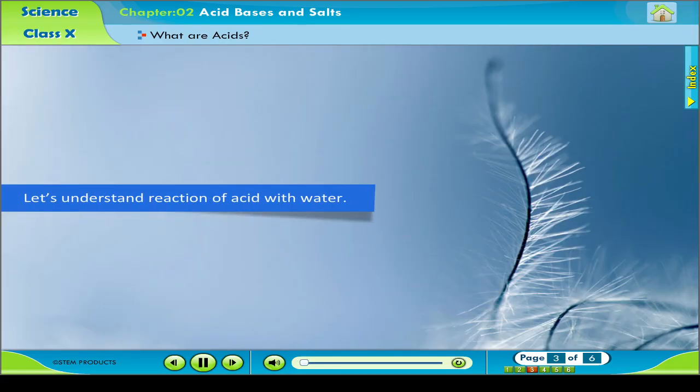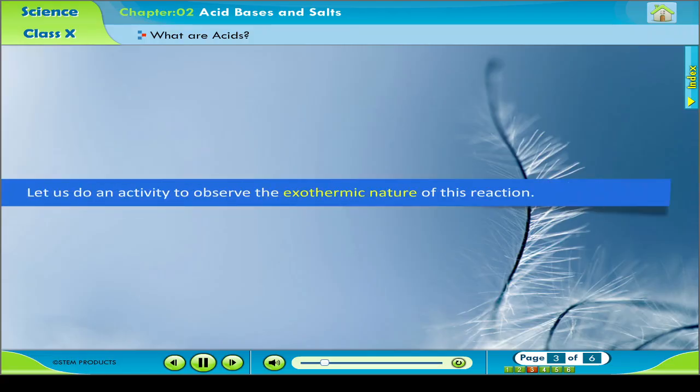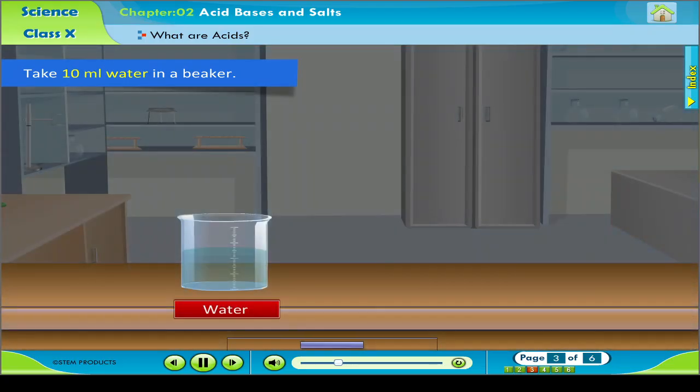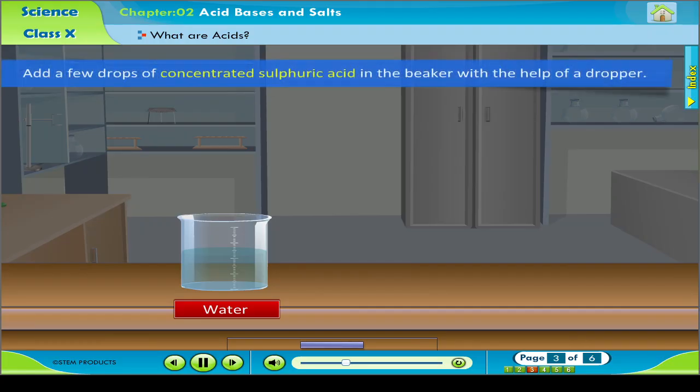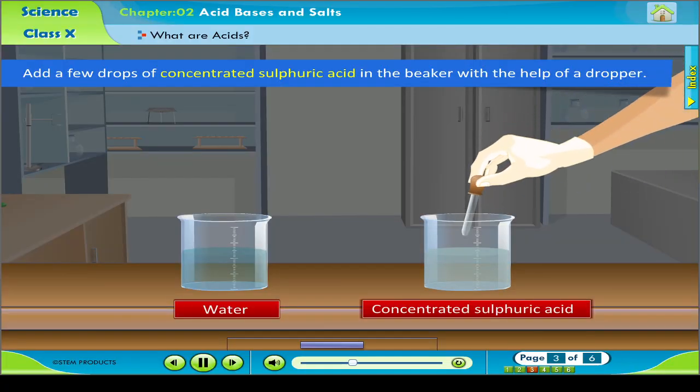Let's understand reaction of acid with water. Reaction of acid with water is highly exothermic. Click on the exothermic. Let us do an activity to observe the exothermic nature of this reaction. Take 10 ml water in a beaker. Add a few drops of concentrated sulfuric acid in the beaker with the help of a dropper.